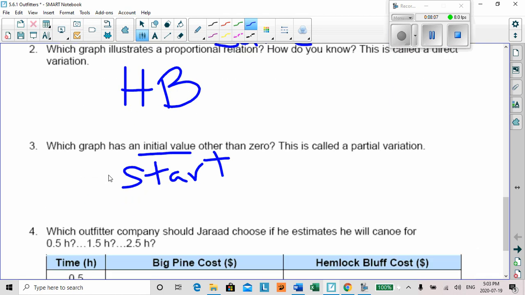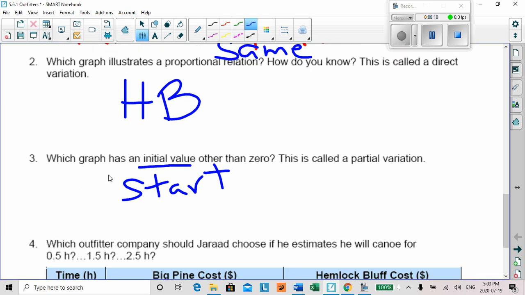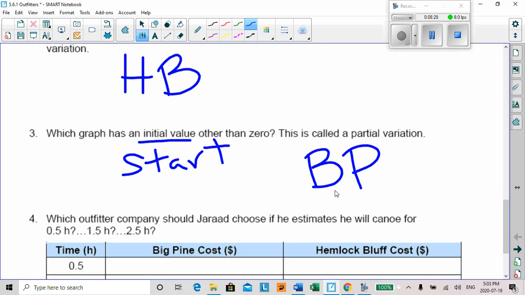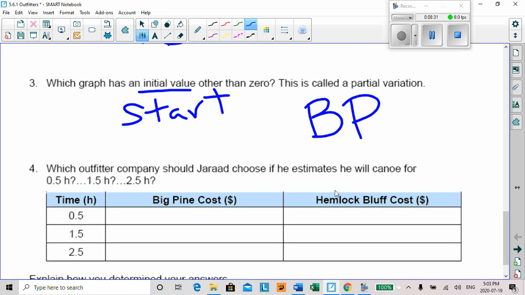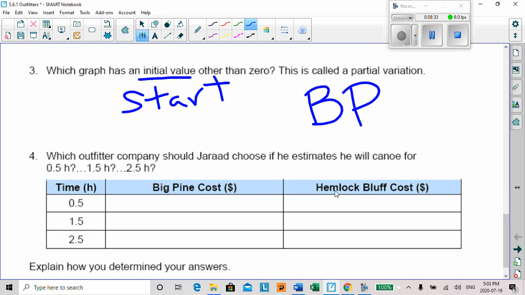So the graph that is a partial variation is the one that is Big Pine. Which outfitter company should Gerard choose if he estimates he will canoe for 0.5 of an hour? So we could go up and use our graph and see how much is 0.5 of an hour, but we have a way of figuring out the cost.